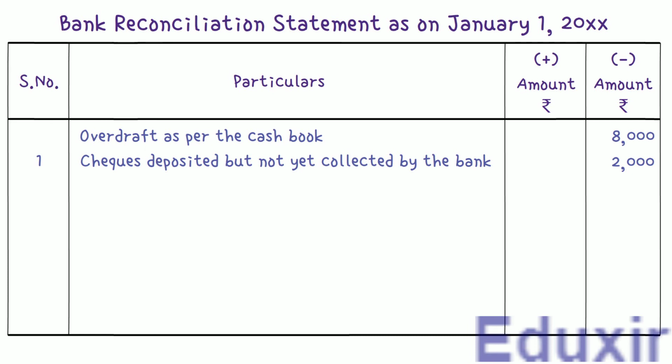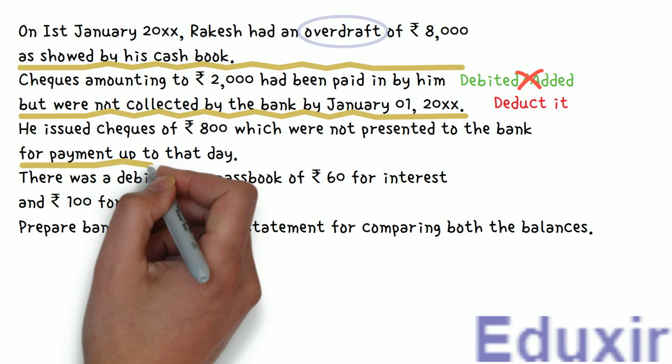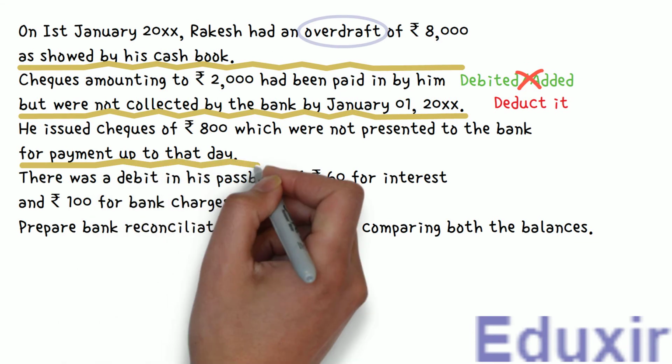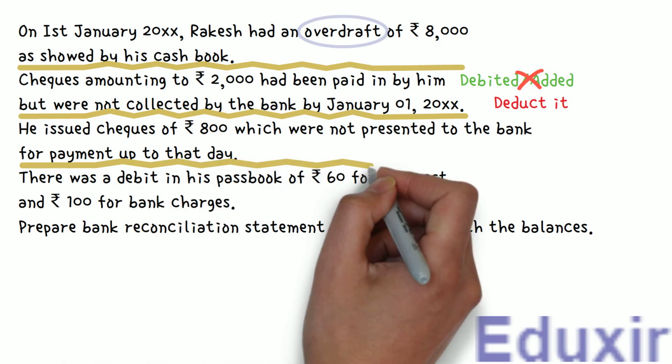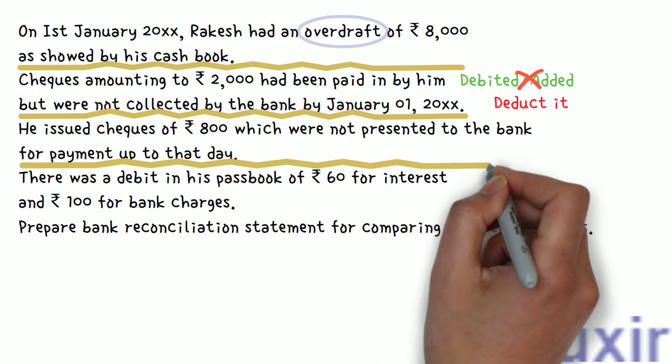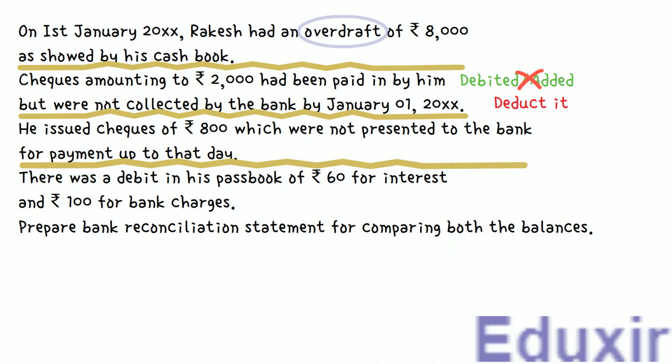Let us now take up the next details. Here it is given that Rakesh has issued checks for 800 rupees, but these checks were not presented in the bank by the time the bank statement is received by the firm. Clearly, this is due to the timing difference.